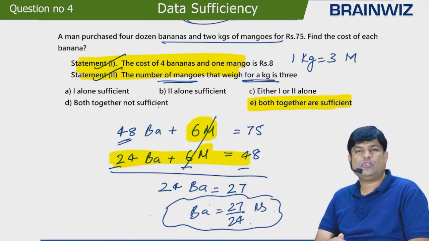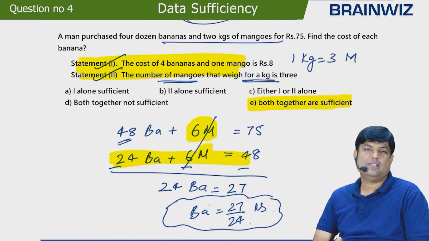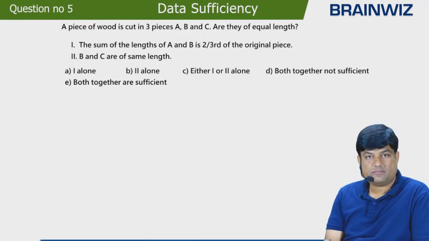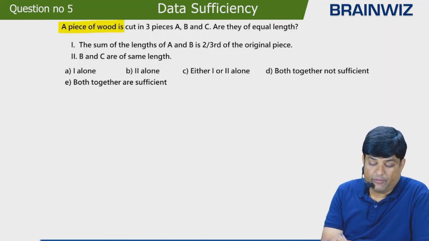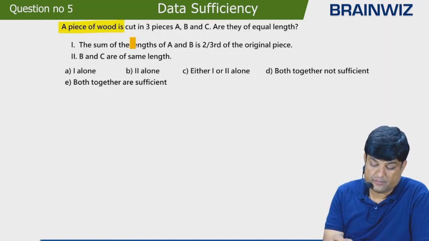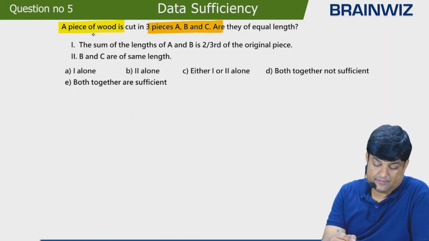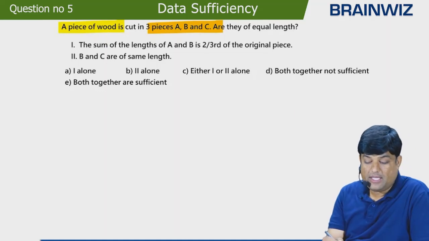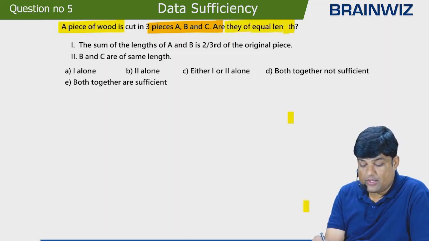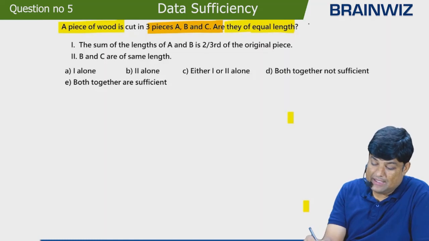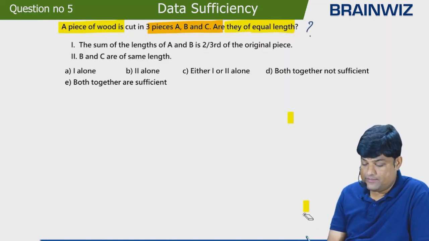Let's try to see the last question of this. And this last question is very important. Here, the question is, a piece of wood is cut into 3 pieces, piece A, B, C. Now, are they equal or not? The question is, are these 3 pieces equal or not?